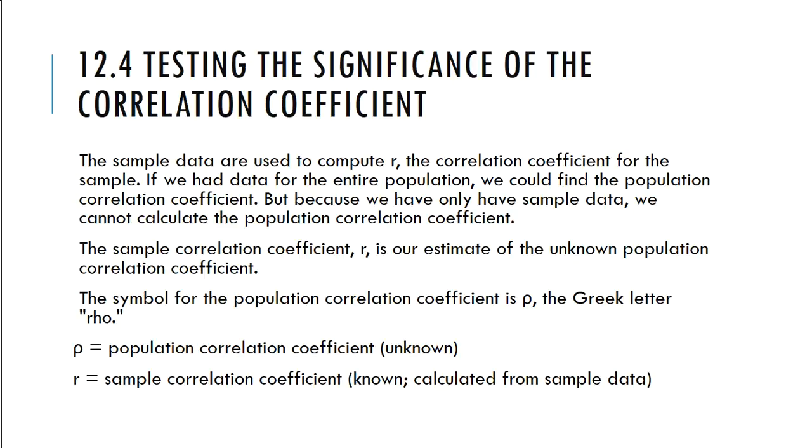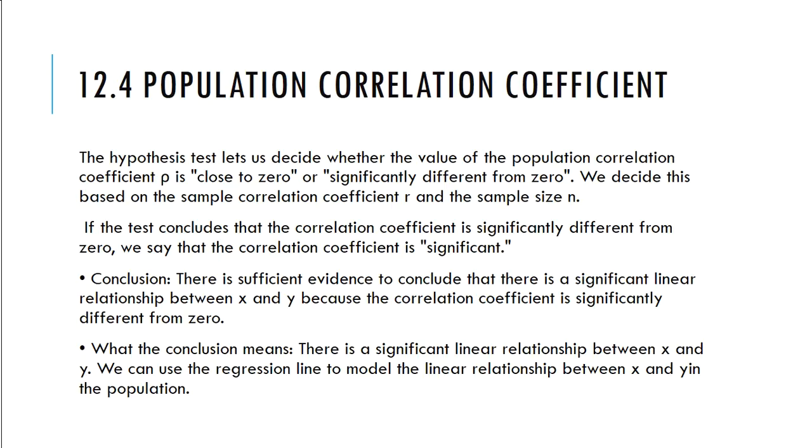So rho is your population correlation coefficient, and it's unknown. R is your sample correlation coefficient, and it's known. So think about if you put it in your calculator, it's the sample because there's no way you can put a population in your calculator. So a hypothesis test lets us decide whether the value of the population correlation coefficient is close to zero or different from zero. We decide this based on the sample correlation coefficient and the sample size.